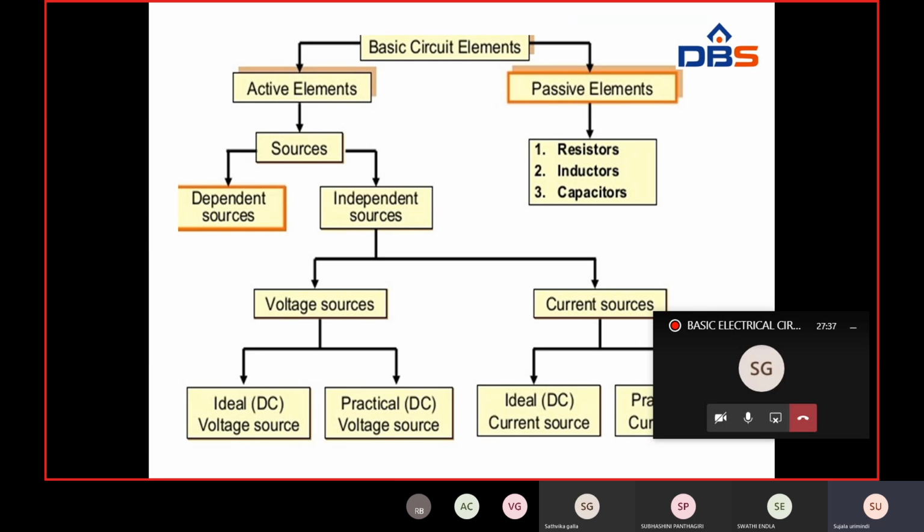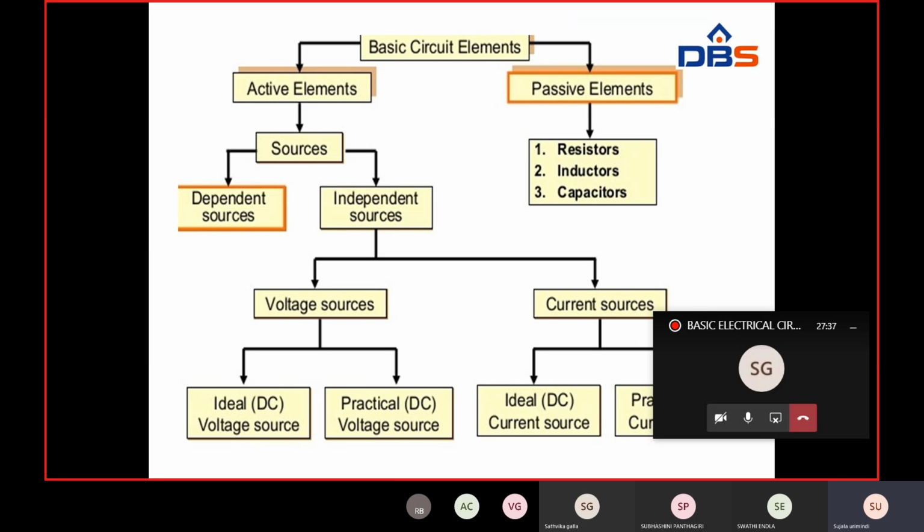So now look at the ideal voltage source in this figure. On the x-axis is current and on the y-axis is voltage. Whatever the current is, the voltage will be maintained constant. That is called an ideal voltage source.